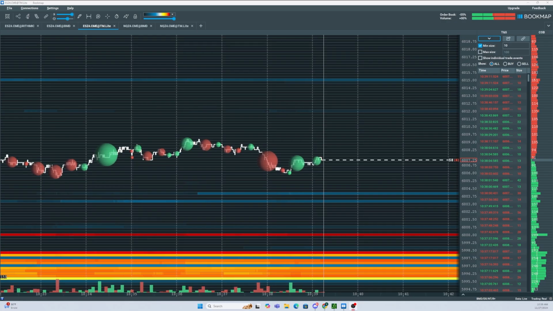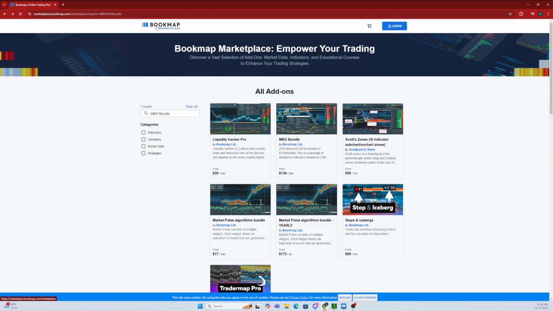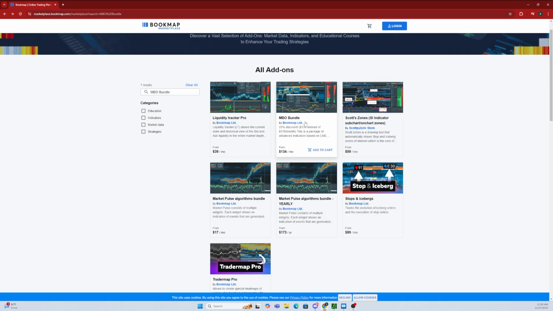Here is how to make money using the MBO bundle indicators via Bookmap. To access the MBO bundle, first you want to go to the Bookmap marketplace and type in MBO bundle. Then from there, you want to select this option right here.